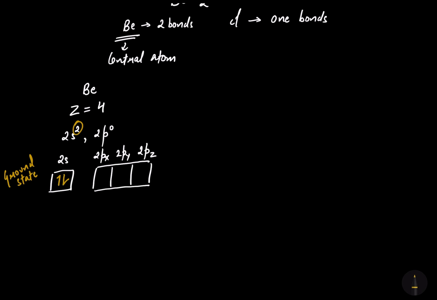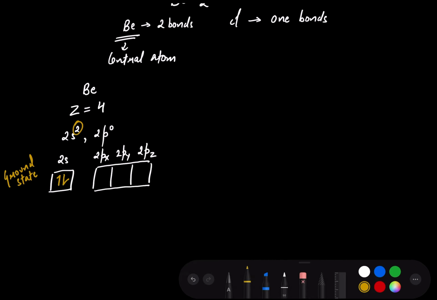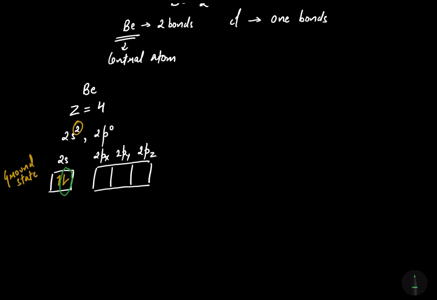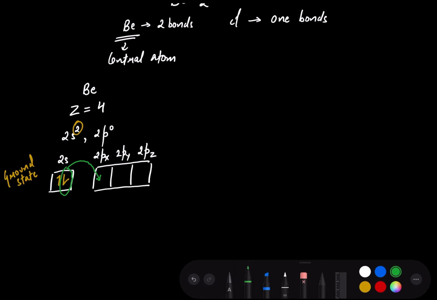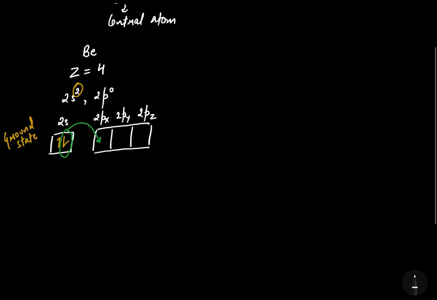Now, as we know, when an orbital has only one electron, only then will it overlap with another orbital having one electron to form a covalent bond. But in the case of beryllium, we do not have unpaired electrons, or a single electron in a single orbital. So what's going to happen here? In this case, the electron from 2s will jump into the 2px orbital, or more accurately, excite. The electron will excite from the 2s orbital to the 2px orbital.